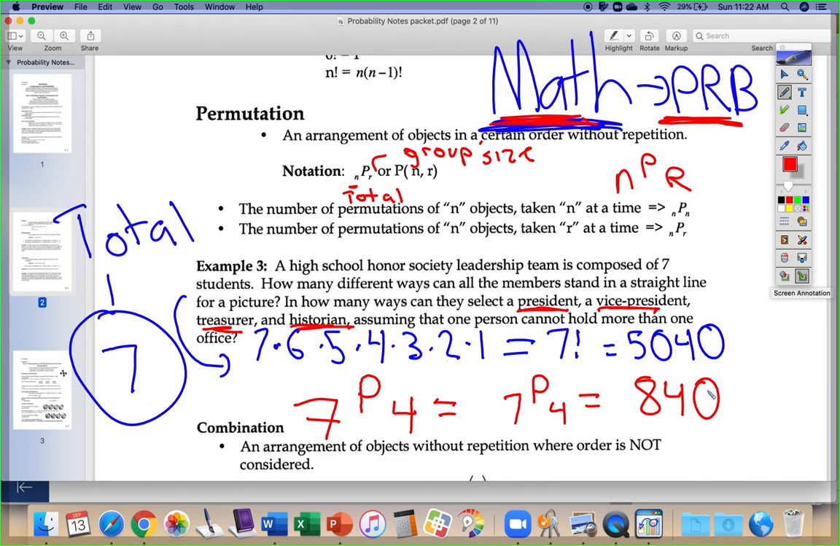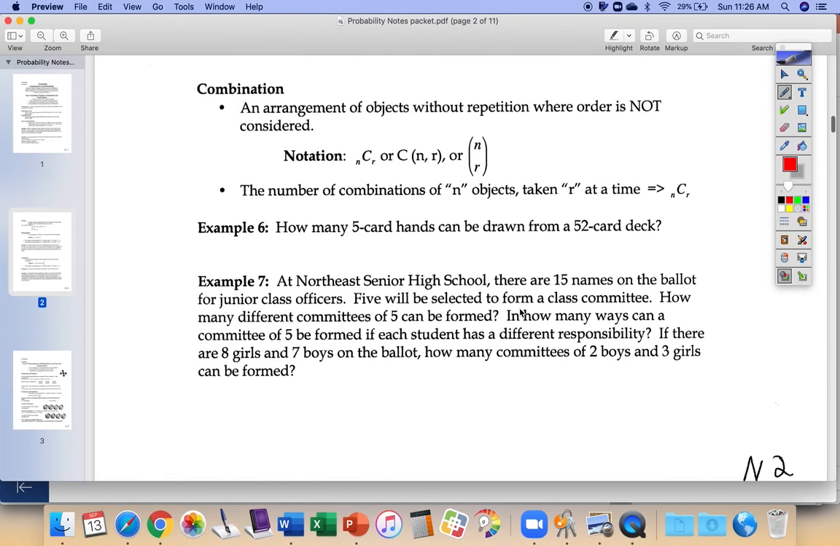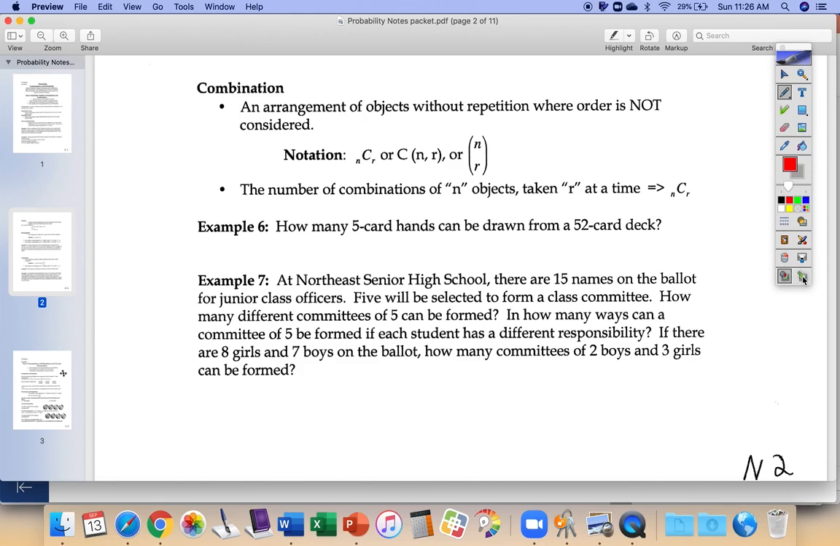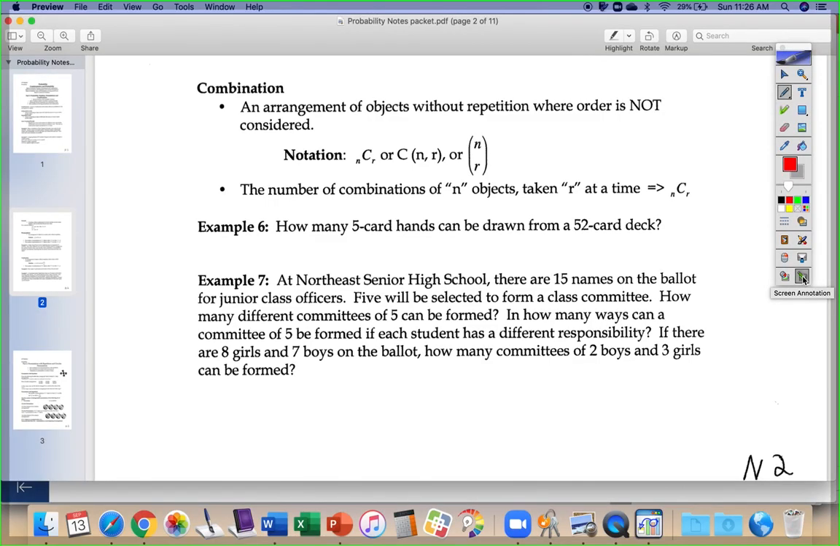Okay, so permutations, I want you to think orders, roles, responsibility, and arrangements. Because now we're going to switch to combinations. Combinations is basically just picking groups from a total. How many groups can you pick? No order, no arrangements, no roles. It's just making groups, making groupings. You can see it's nCr. It's in the same place on the calculator, as you'll see when you watch the video.